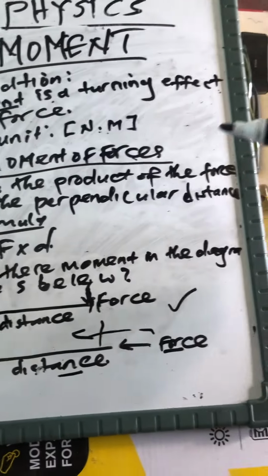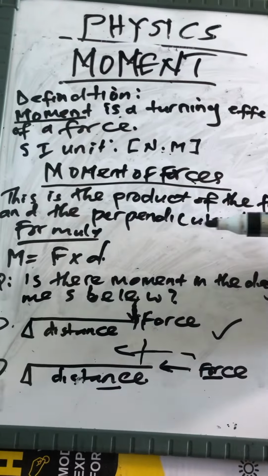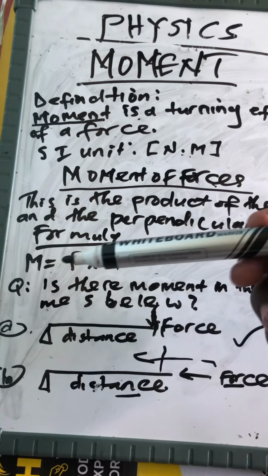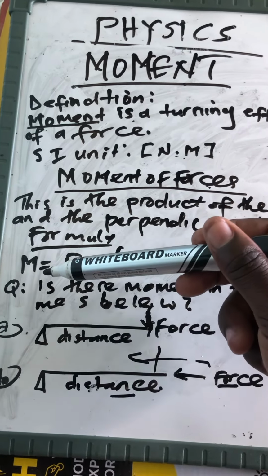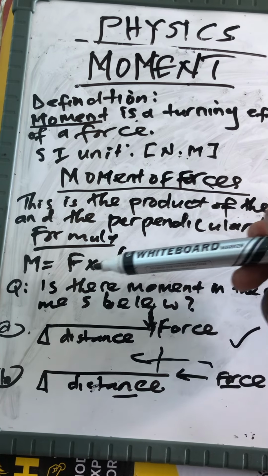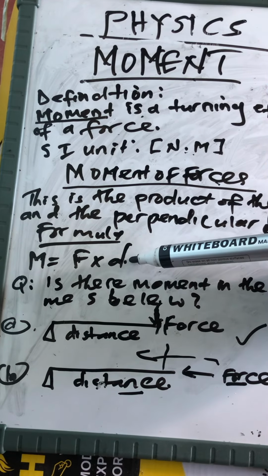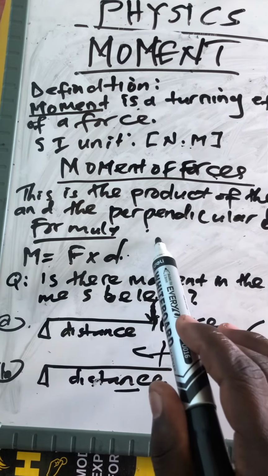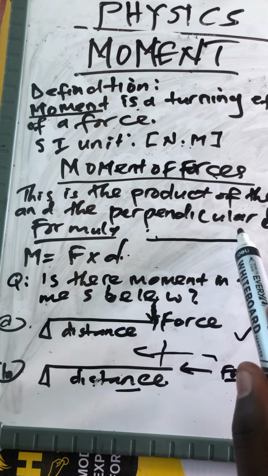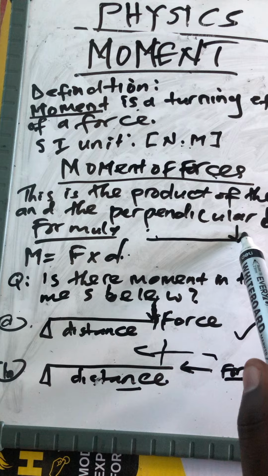This is the product of the force and the perpendicular distance. And this is the formula which describes moment of forces. Moment of forces is equal to force multiplied by the perpendicular distance. When they say perpendicular distance, we mean the force should act at 90 degrees.